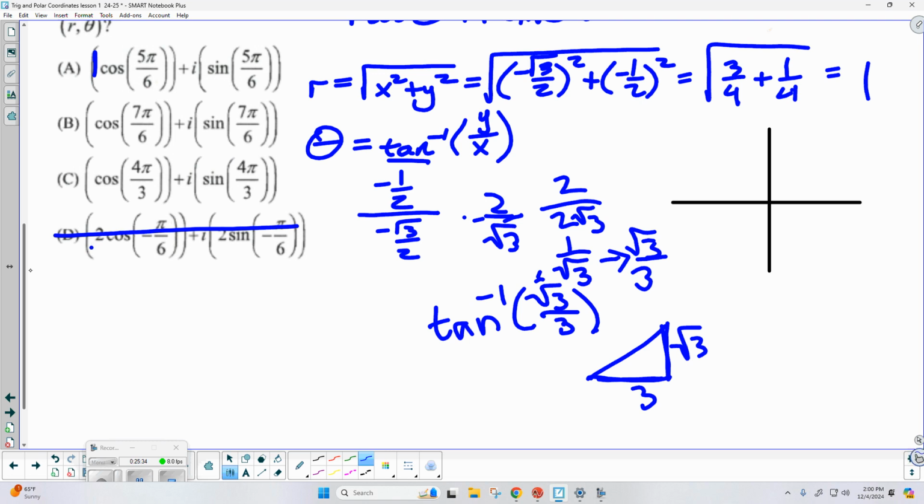So would that be 2 root 3 or 6? Wait, sorry, what? So in a 30, 60, 90, we know we take the shorter leg and multiply it by 2. So which one is the shorter leg? There we go. So it'd be 2 root 3. Because that is the shorter leg, that means that this right here, what is that?